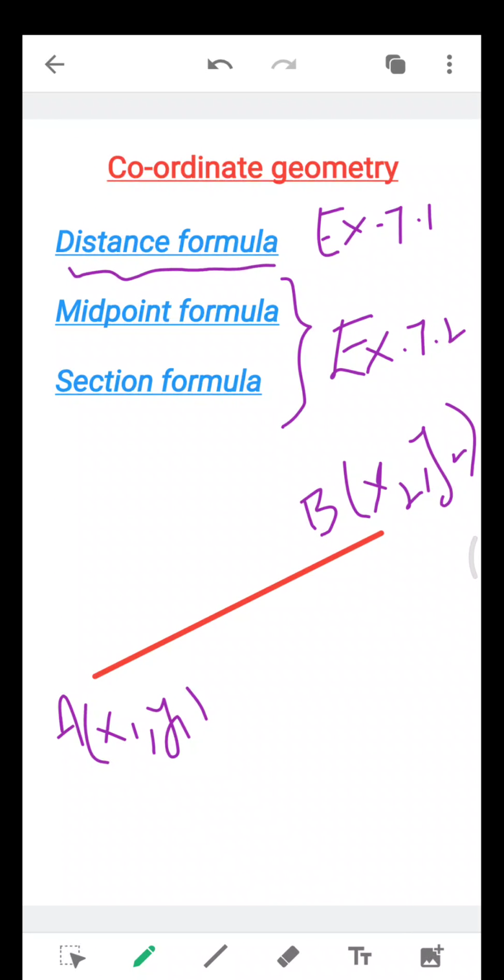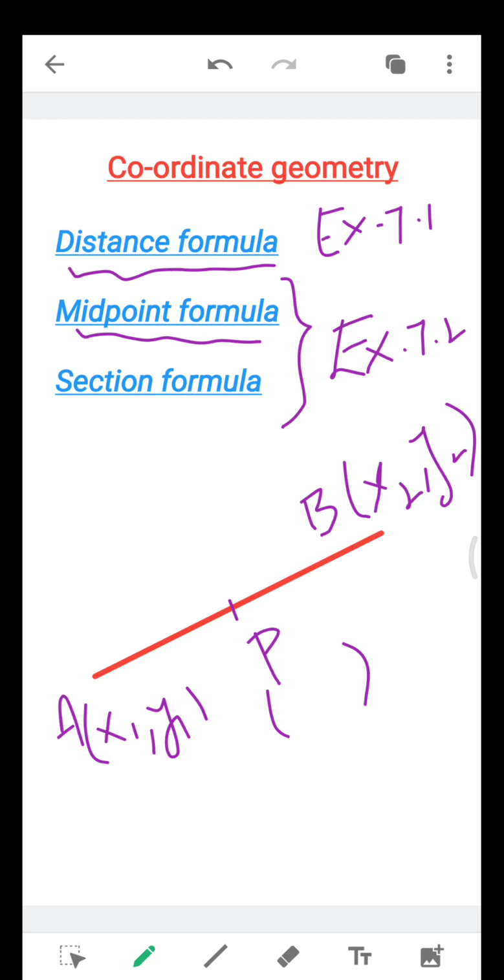Okay, now if you want, this line segment has how many midpoints? This line segment has only one midpoint, isn't it? Say that midpoint is P. So this line segment can be divided into 2 equal parts from this point P. To find this point on the graph we use midpoint formula.